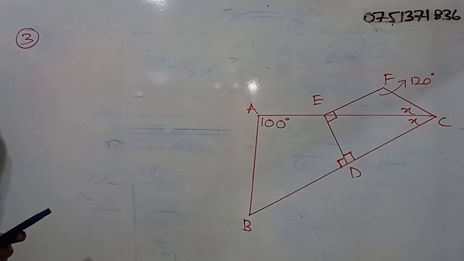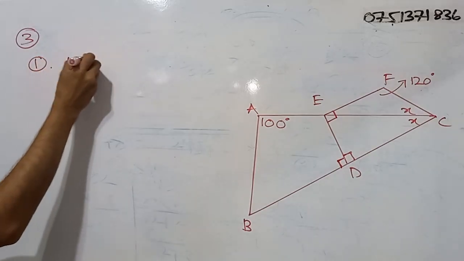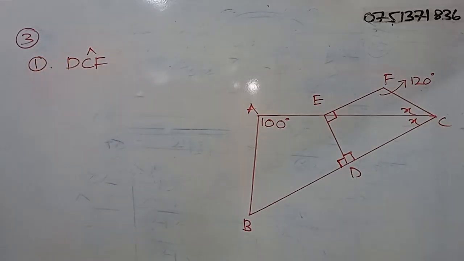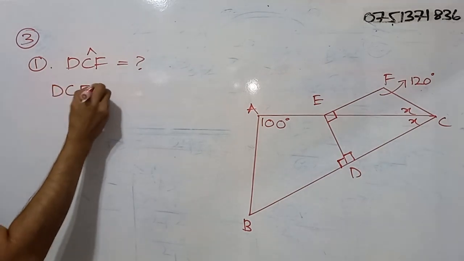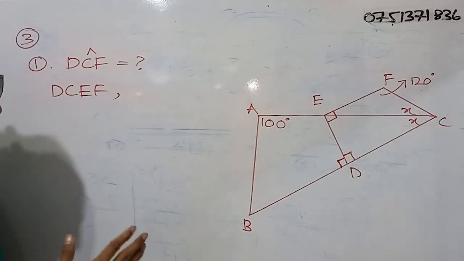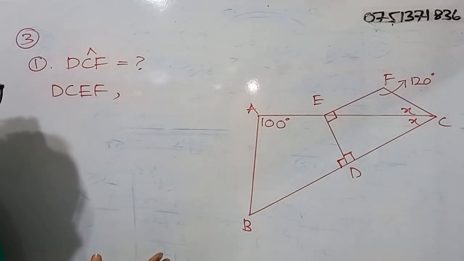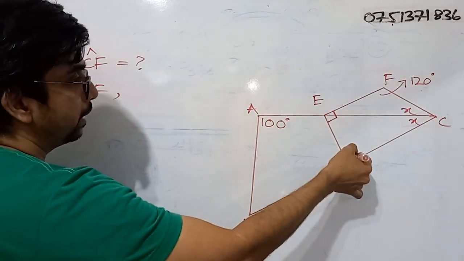Question number 3. Find the magnitude of each of the following angles based on the information marked in the figure. Right, so under that we have the first one, which is angle DCF. So we will consider the DCEF quadrilateral, right? So there the sum of internal angles of that quadrilateral. So this is 90, this is 90.